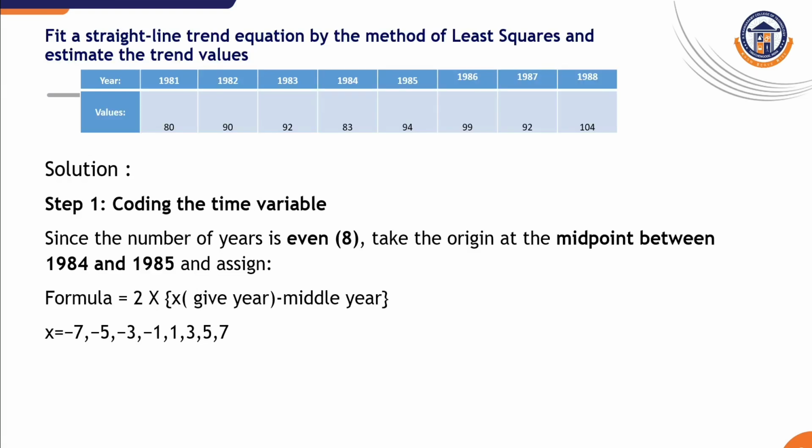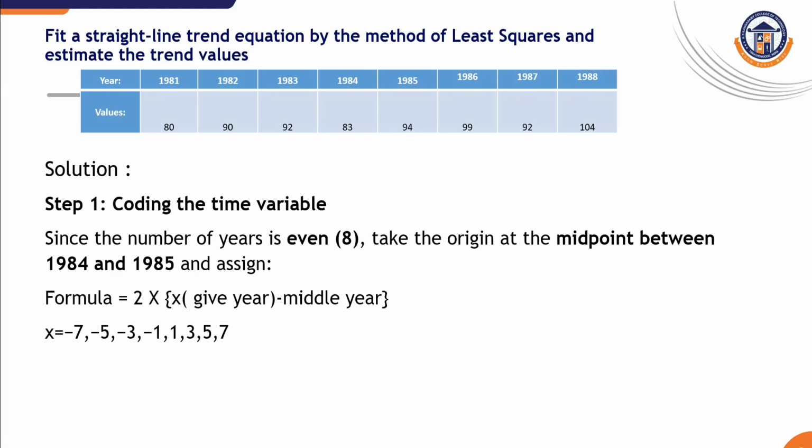So now we see one example problem. Fit a straight line trend equation by the method of least squares and estimate the trend values also. The given years are 1981, 1982, 1983, 1984, 1985, 1986, 1987, 1988. The values are 80, 90, 92, 83, 94, 99, 92, 104.